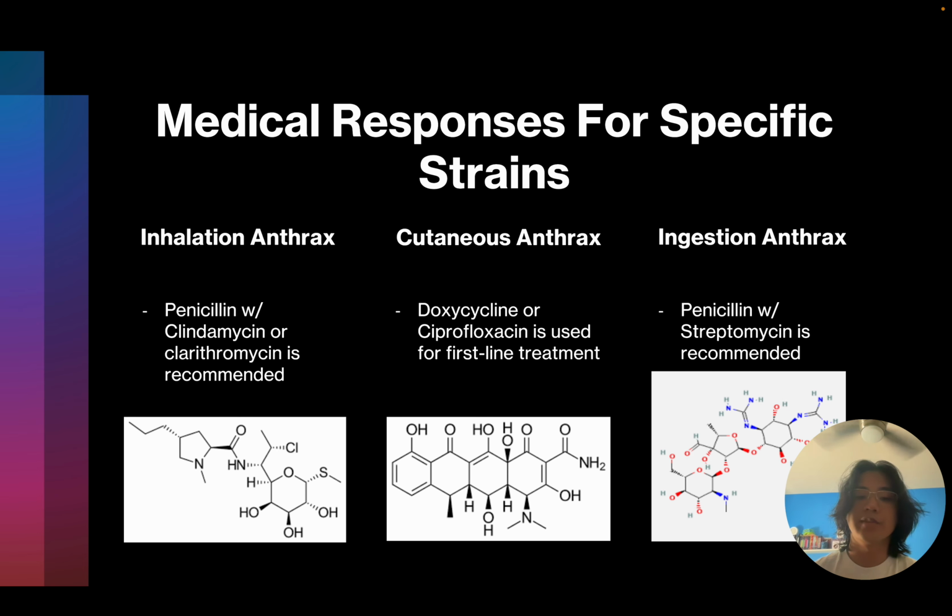So these are the specific medical responses for the different strains. For inhalation anthrax, it's penicillin with clindamycin or clarithromycin. For cutaneous anthrax, it's doxycycline or ciprofloxacin. It's used for the first line of treatment. And for ingestion anthrax, it's penicillin with streptomycin.